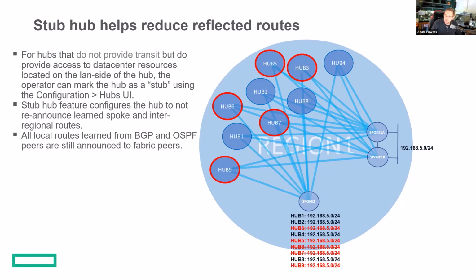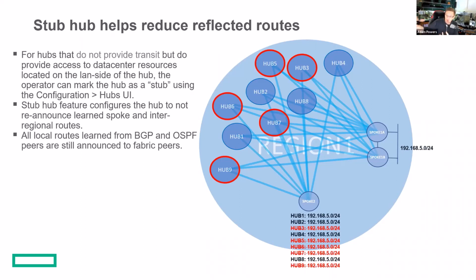In the configuration for the hub, you can see here that for hubs 9, 6, 7, 5, and 3, we've told the system that those are stub hubs. What this means has a lot of different meanings depending on the use case. Maybe you want a device to be a hub because you want all your spokes to form tunnels to it, because that's where one of your critical applications is.